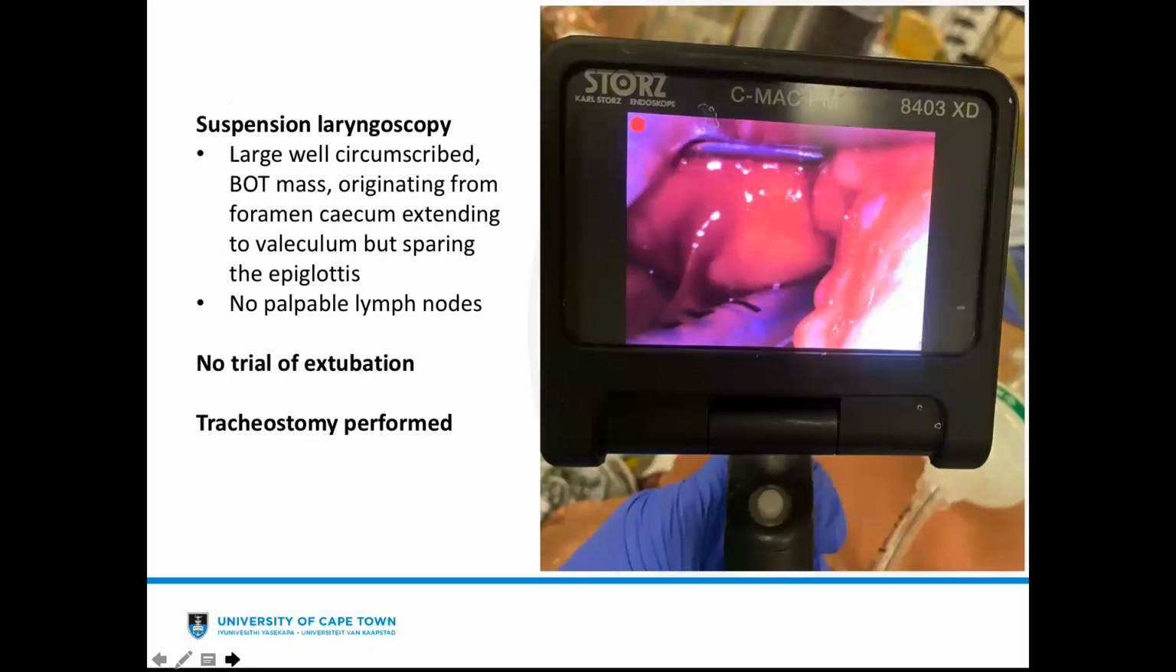The patient was transferred to ICU and we booked her for DLTB and suspension laryngoscopy, where we appreciated a large, well-circumscribed base of tongue mass, which originated from the foramen cecum and extended to the vallecula, but spared the epiglottis. Clinically, the patient had no palpable lymph nodes, and the decision with the on-call team was not for a trial of extubation, and a tracheostomy was performed.